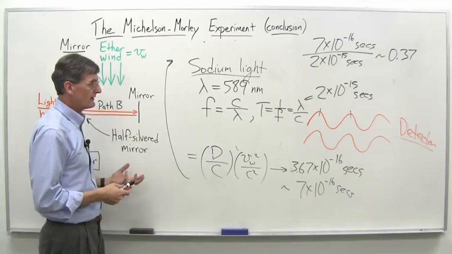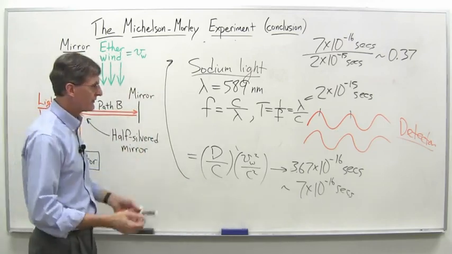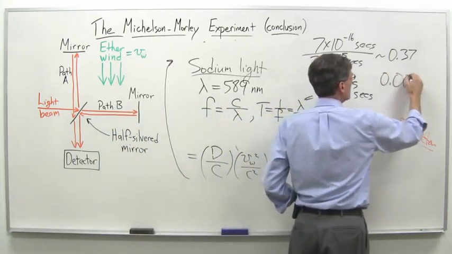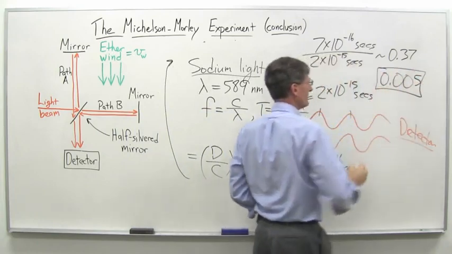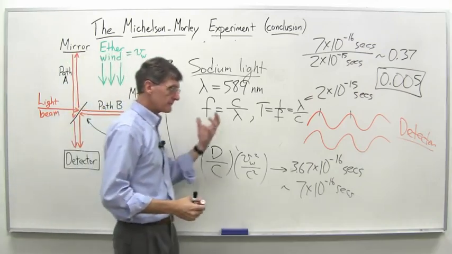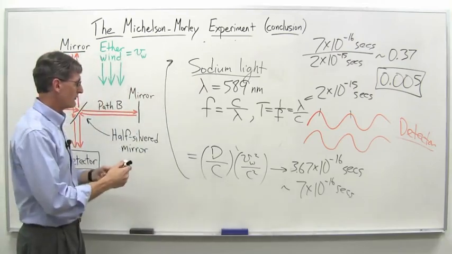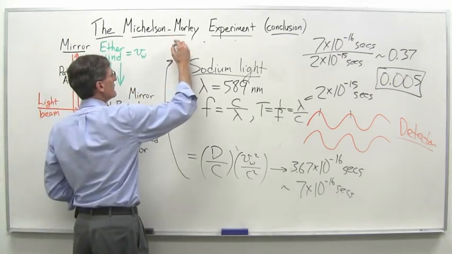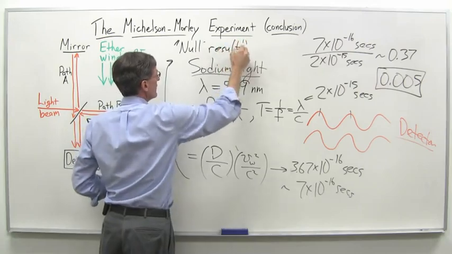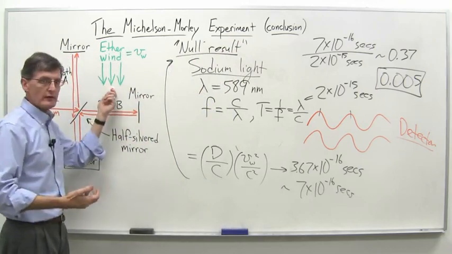They found, when they did this, and they did it a number of times, in different orientations, at different times of the year, and so on and so forth, that the observed shift, I think, was about 0.005. In terms of the experimental uncertainties they were dealing with, the observed shift could not be greater than this. It might even be less than that. And so this is what's known as the famous null result of the Michelson-Morley experiment, because they didn't see the effect of the ether wind.